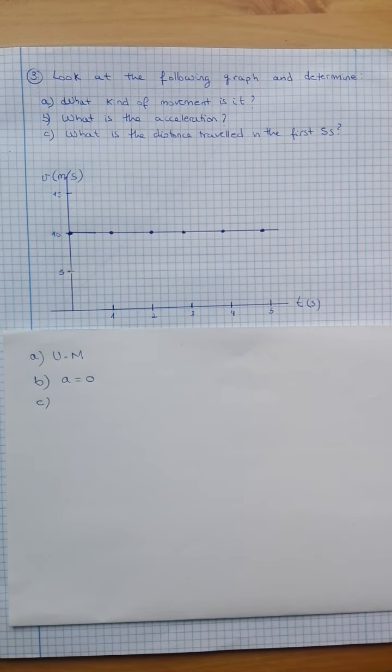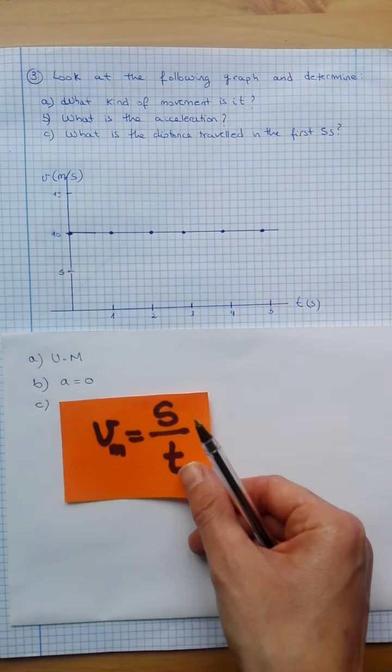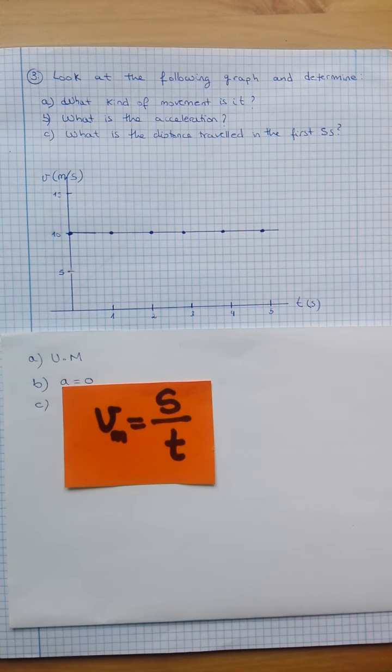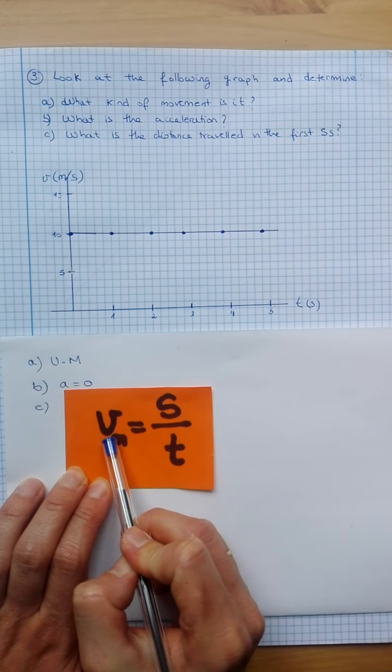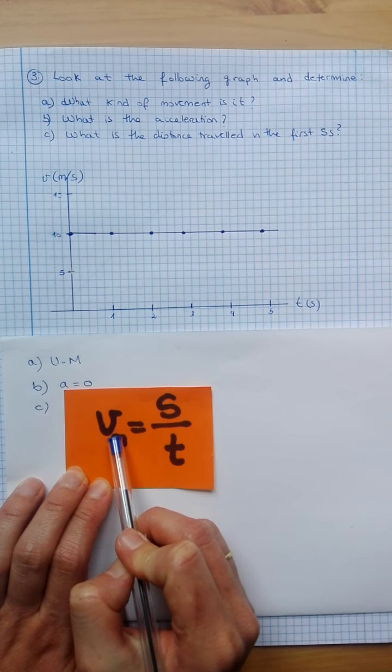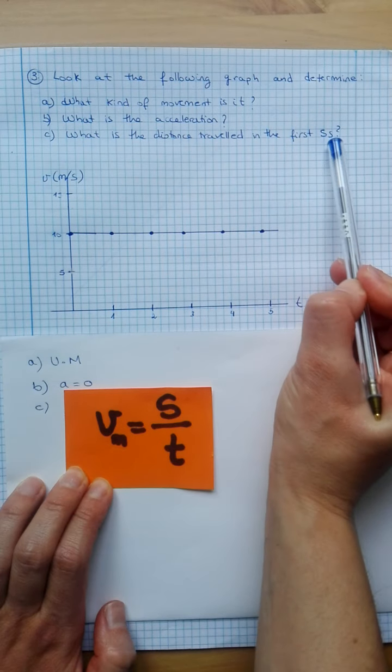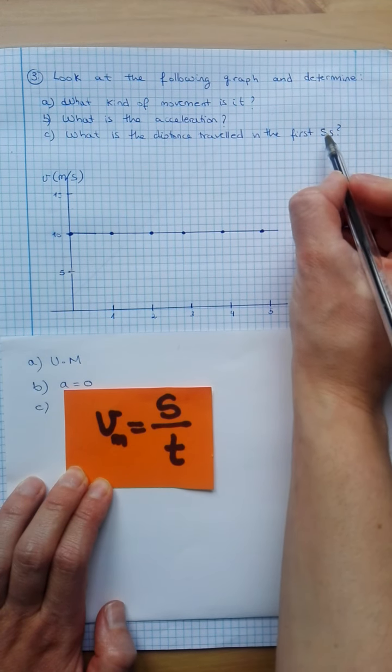I remind you that to calculate the speed in a uniform motion, we have the equation of the mean speed. That was the equation. The mean speed, in the case of the uniform motion, is the same as the instantaneous speed because the speed doesn't change. Well, the speed equals the distance traveled divided by the time. Okay, we know the speed in all this movement is 10 meters per second. So the speed is 10 meters per second, and they ask us about the distance traveled in 5 seconds.